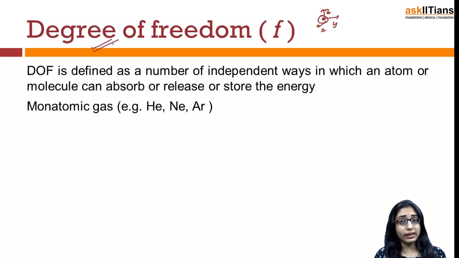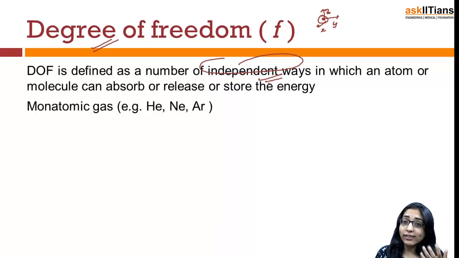And that certain number of coordinates can be taken as analogous to something which is known as degrees of freedom. So, the degree of freedom of any particular molecule is basically defined as the number of independent ways in which an atom or a molecule can absorb, or can release, or can store energy. All those independent ways in which an atom or molecule can absorb, release or store energy are what is known as degrees of freedom.